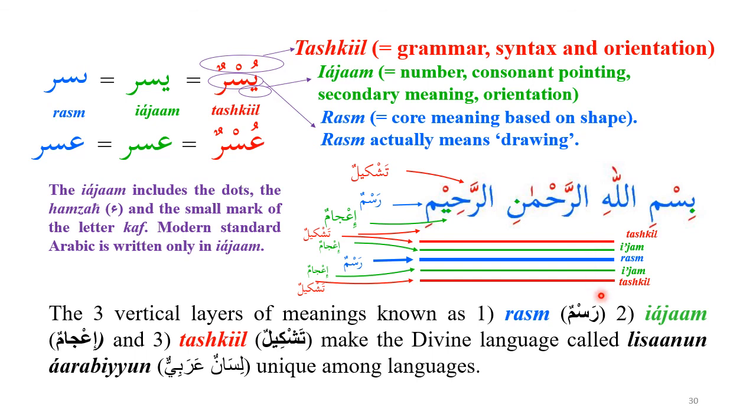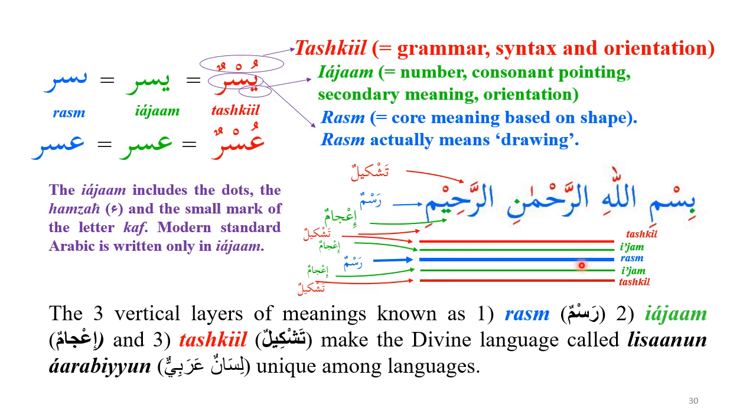Now, modern standard Arabic is written with the ijam but without the tashkil, which is not really good for non-native speakers like us who are trying to learn. This is why the tashkil is very good, and actually tashkil is written, for example, in writing the Quran or very important documents, where the meaning might be mistaken. So as far as I'm concerned, we should use all three layers for the meaning.